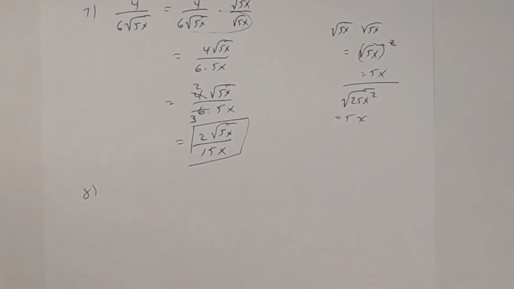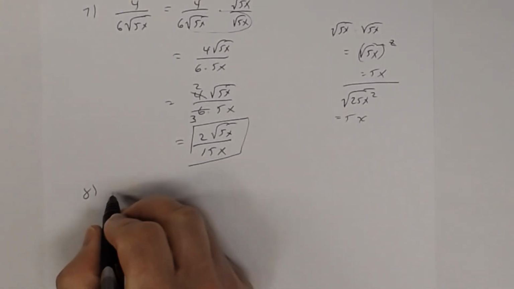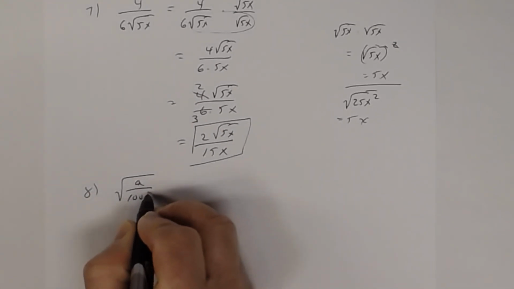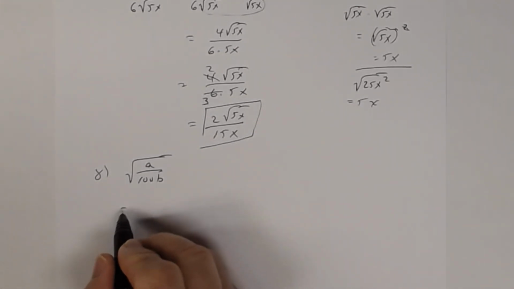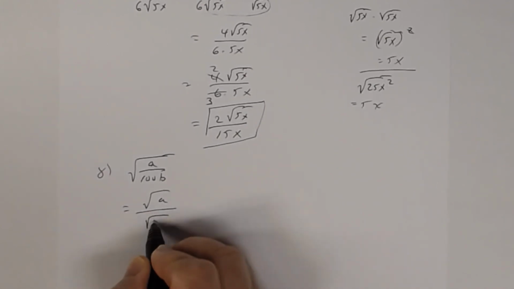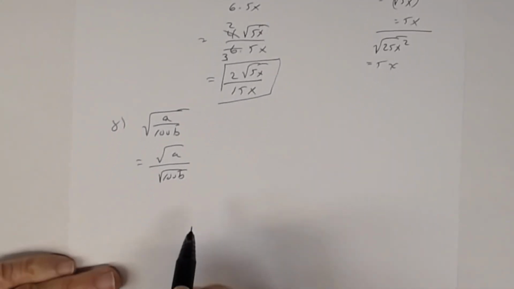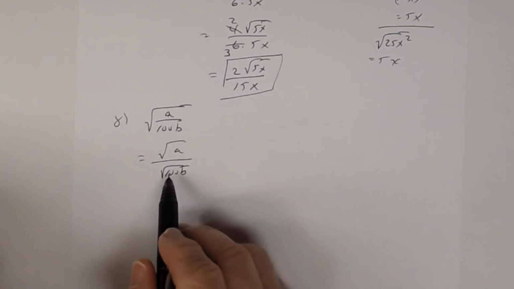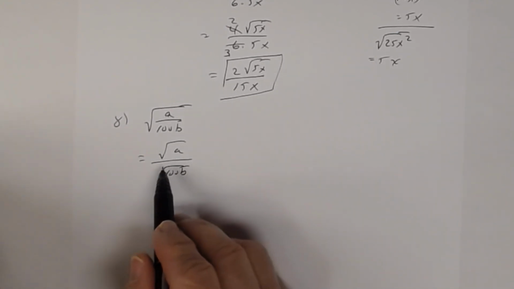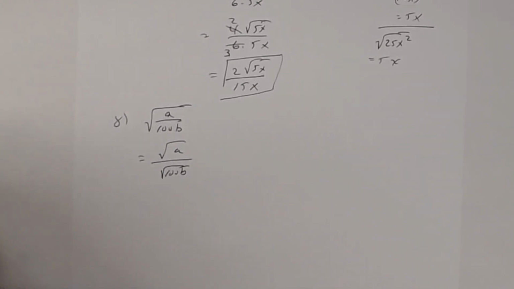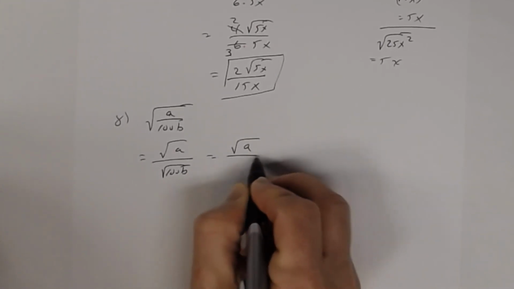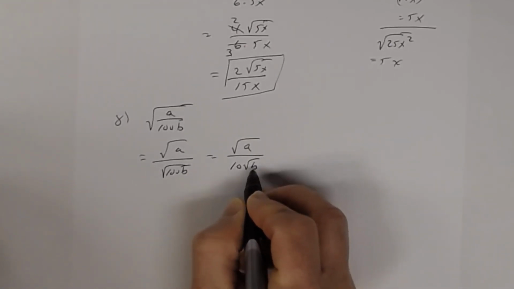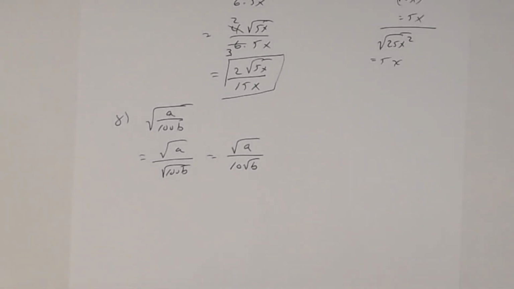In number 8, let's suppose we had the square root of a divided by 100b. Let's go ahead and rewrite this as the square root of a divided by the square root of 100b. I just want to show you something. There are different approaches you can take. All of you recognize that the square root of 100 is 10. So one approach I can take is to rewrite this as the square root of a divided by 10 square root of b. And that's definitely correct.